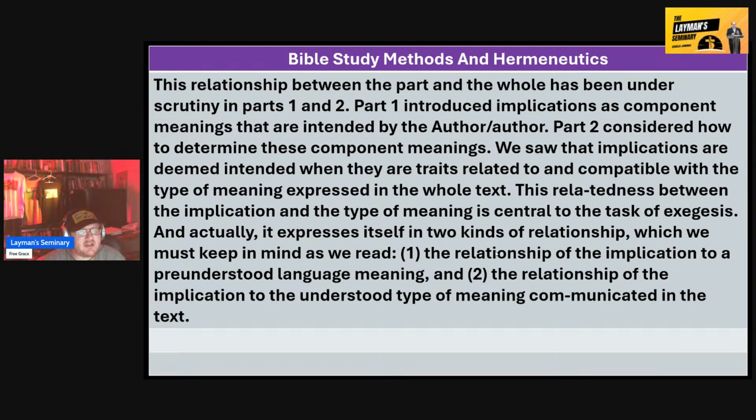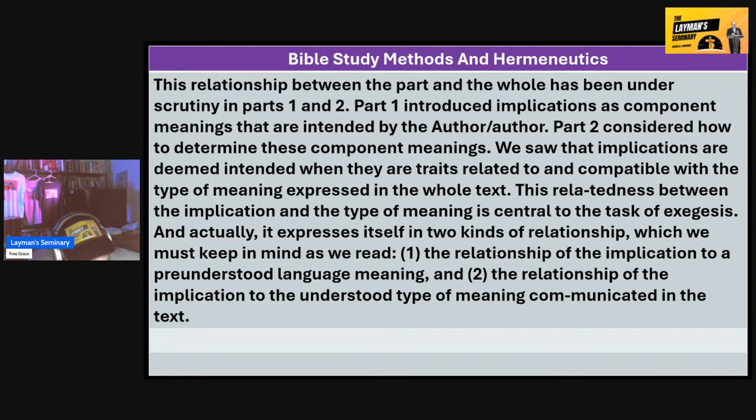This relationship between the part and the whole has been under scrutiny in parts 1 and 2. Part 1 introduced implications as component meanings that are intended by the author. Part 2 considered how to determine these component meanings. We saw that implications are deemed intended when they are traits related to and compatible with the type of meaning expressed in the whole text.